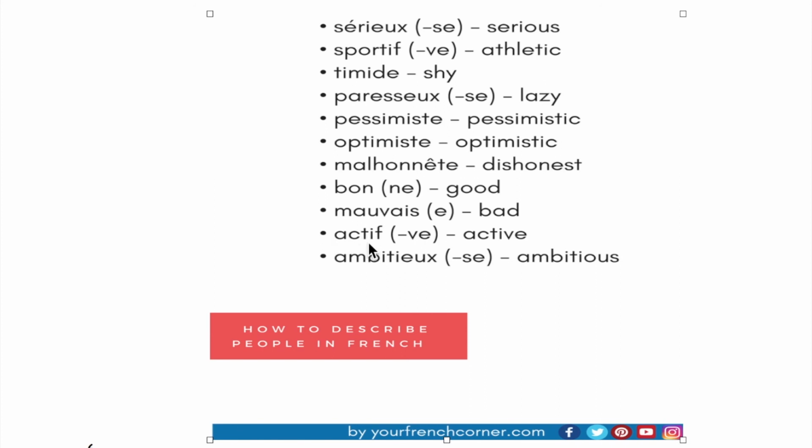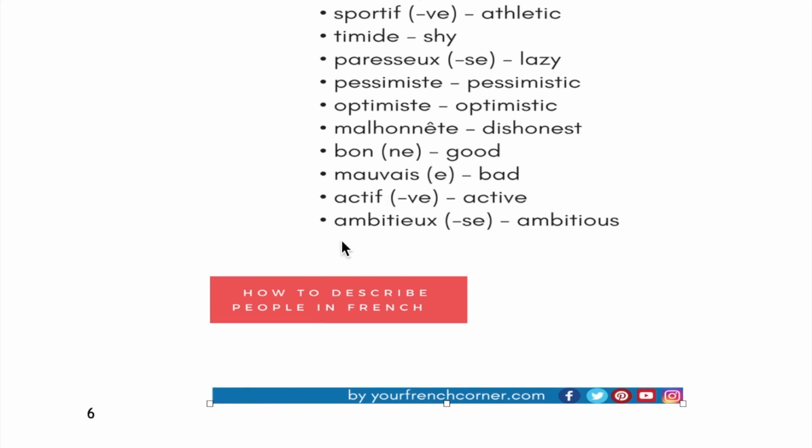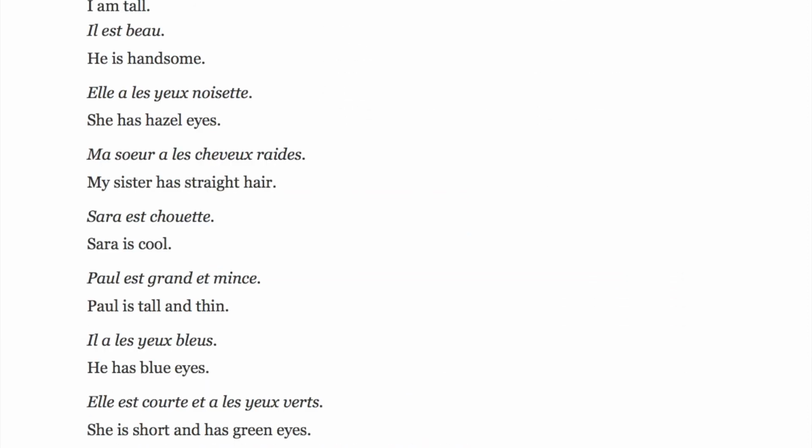Actif, active. Just like sportif, all you have to do is get rid of the F at the end and add VE. So actif, masculine, becomes active, feminine. Active. Ambitieux, masculine. The feminine form is ambitieuse. X is gone, SE added. Ambitieuse, ambitious.